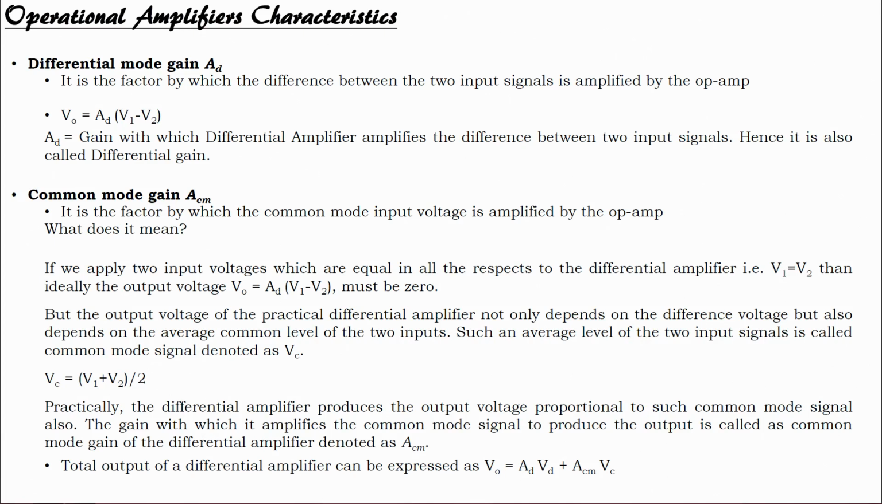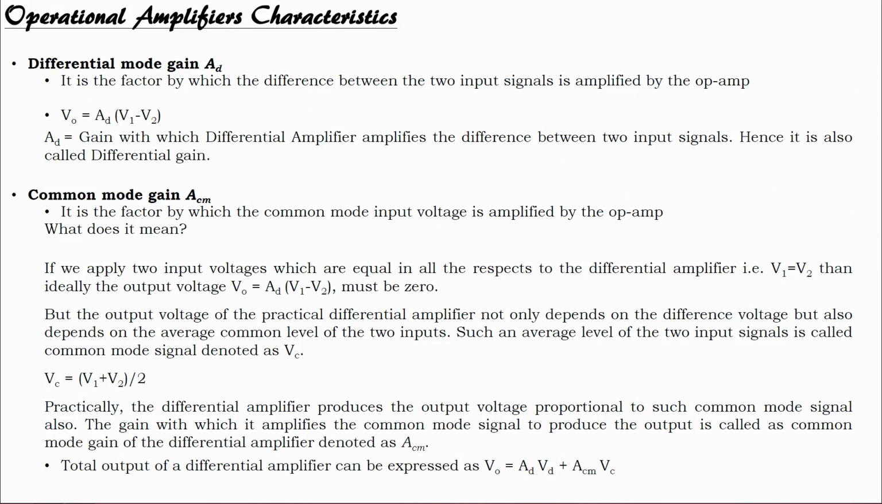But in practical op amps, practical differential amplifiers, the output does not only depend on the difference voltage, but also on the average common level of the two inputs. Such an average level of the two input signals is called the common mode signal, denoted by Vc or VCM, and this VCM can be found by the formula VCM equals (V1 plus V2) divided by 2.